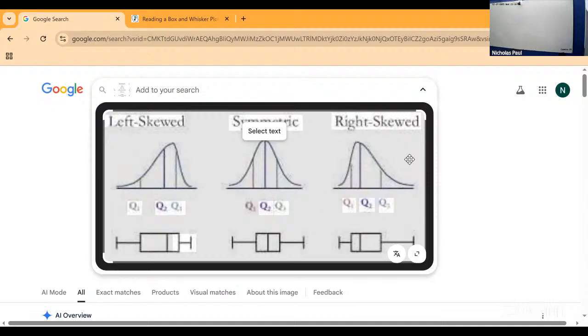Alright, ready? Let's check out a few examples from here. I want to show you our next way to figure out skewness without box and whisker. We can use stem and leaf.